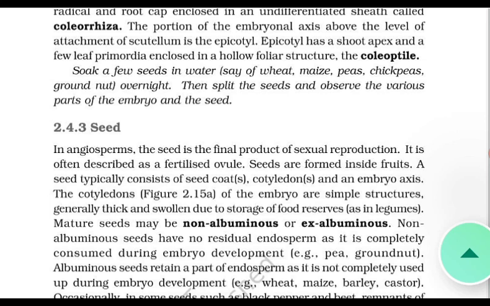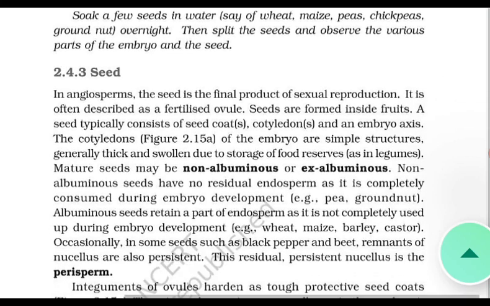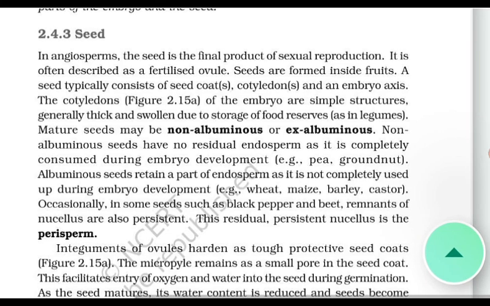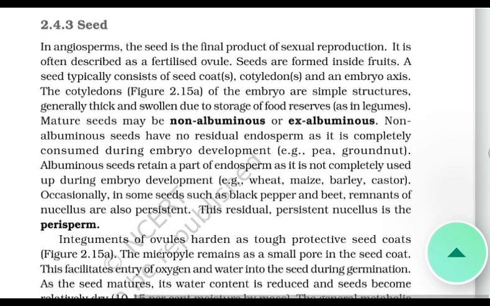Since two types of fusion, that is syngamy and triple fusion, take place in an embryo sac, the phenomenon is termed as double fertilization, an event unique to flowering plants. The central cell after triple fusion becomes the primary endosperm cell and develops into the endosperm while the zygote develops into an embryo. Important line here. The central cell after triple fusion becomes the primary endosperm cell and develops into the endosperm while the zygote develops into an embryo.